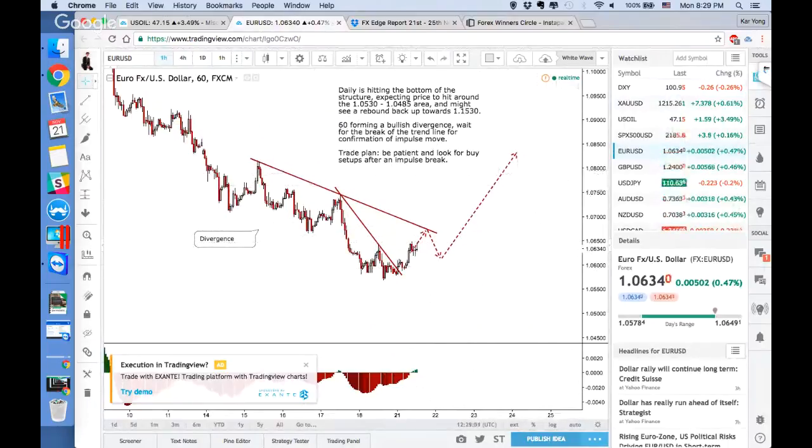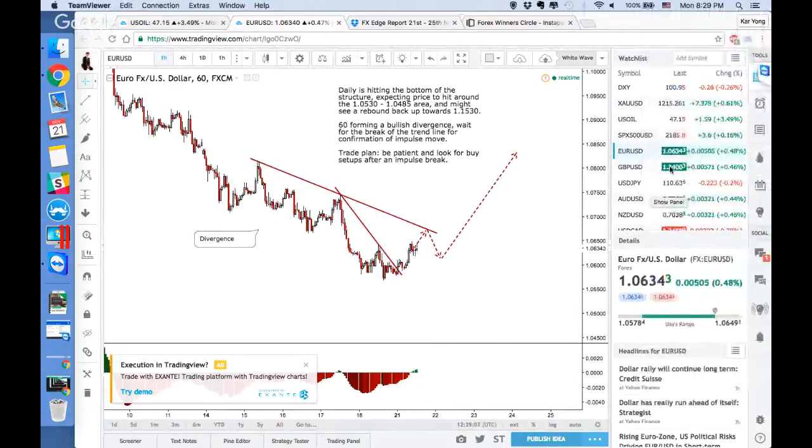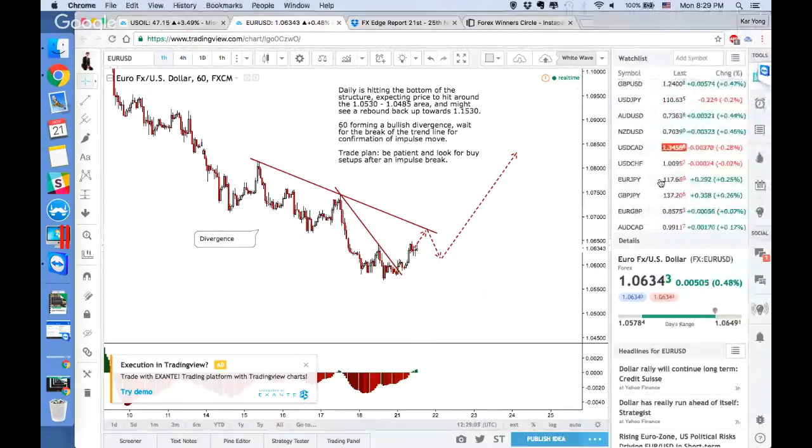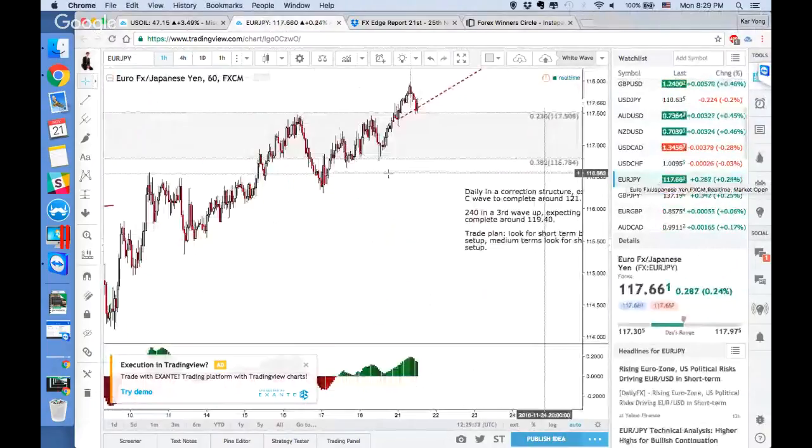Since we have a first request on Euro Yen, I'll just walk you through Euro Yen first, and then I'll go back and analyze some of the other pairs that I intend to share with you for this particular week. So again, Euro Yen.